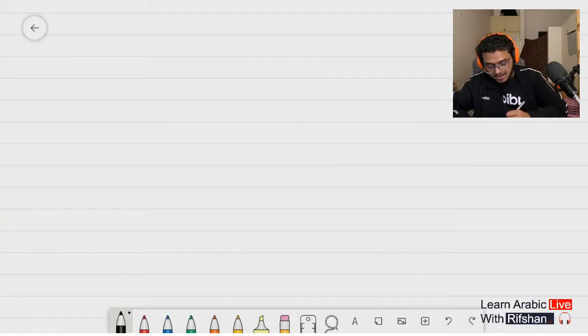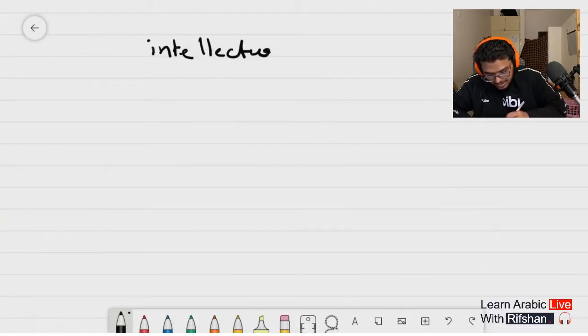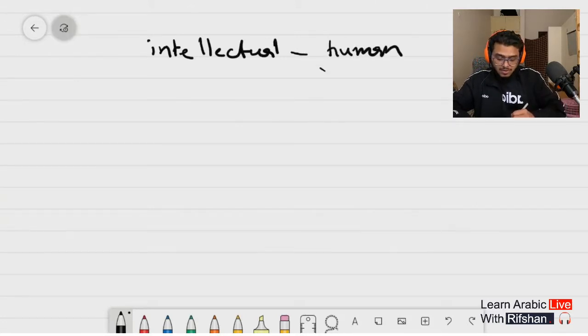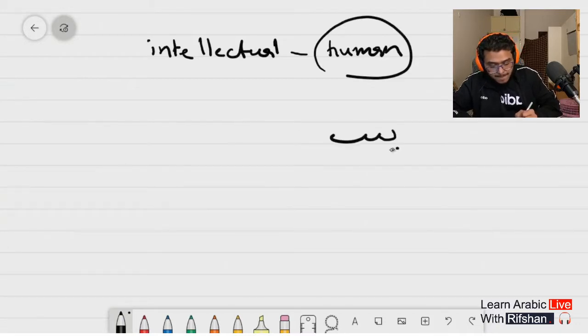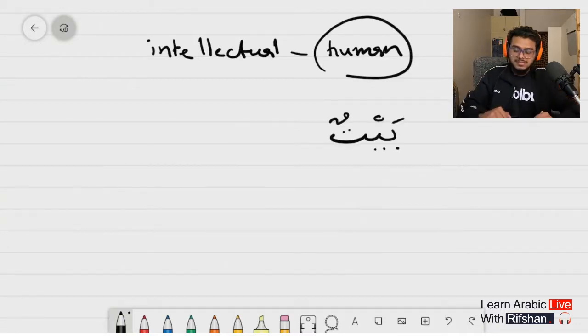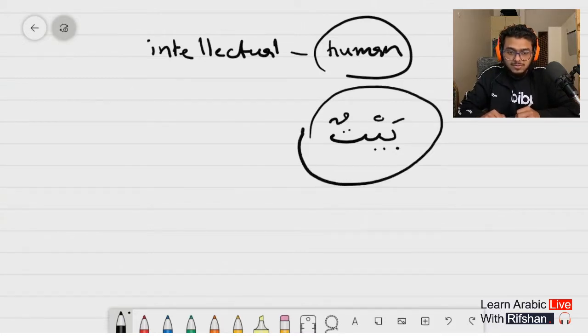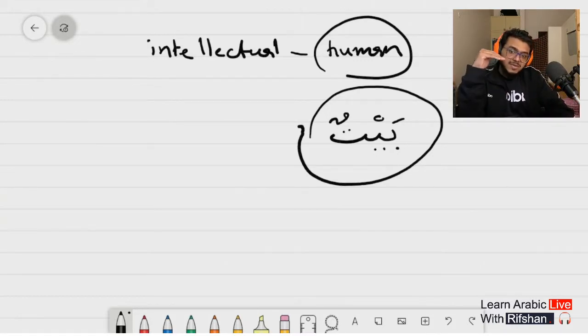Intellectual beings are differentiated in intellectual, which basically means human. So the word, when we look at the word baitun, is this word baitun a human? No, right? It's not a human. So there are specific terms in Arabic grammar that you need to learn. So when we consider the word baitun, we should have a list with us.